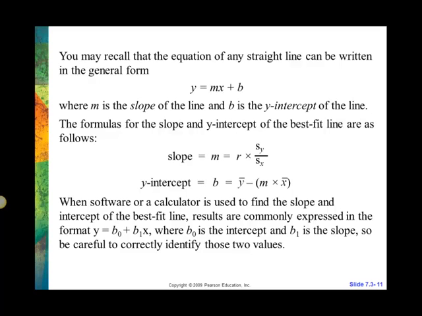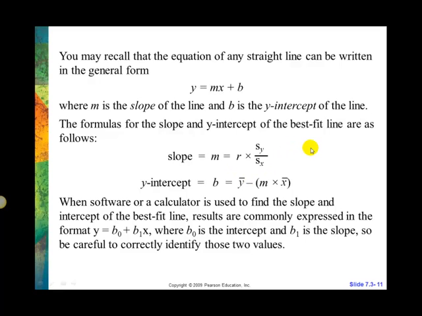So what we do is we take our standard deviations. Notice here we have our standard deviation of y divided by the standard deviation of x, and then multiply it by the correlation coefficient, r. When we do that, we get our slope. Then we can find our y-intercept.